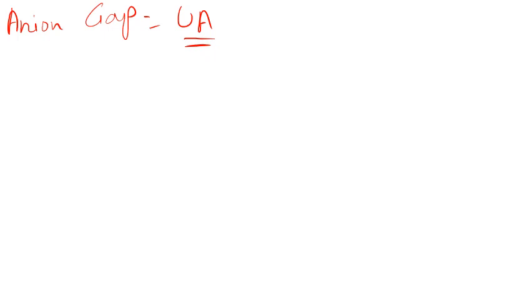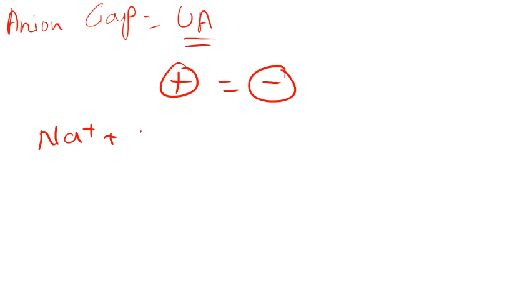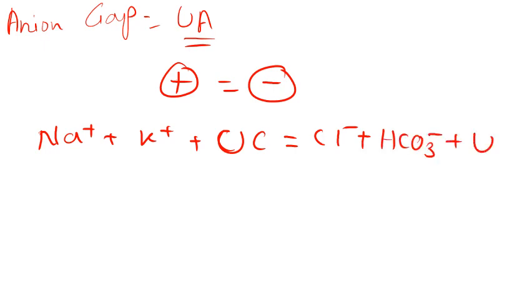number of unmeasured anions. So we know that at baseline, positive charge in the blood is equal to negative charge. That is why blood is electrically neutral, which means that sodium plus potassium plus unmeasured cations is equal to chloride plus bicarb plus unmeasured anions. So this is what we have to calculate.